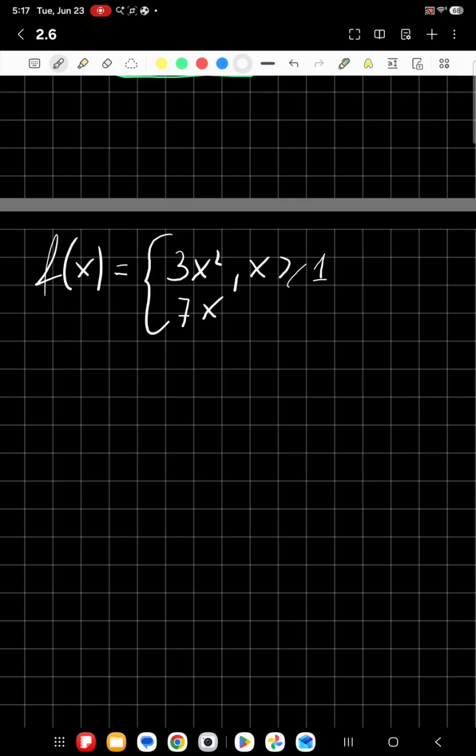Okay, so we have f of x equals 3x squared. I forgot it's a piecewise function. So 3x squared if x is greater or equal than 1. And then we have that 7x minus 4 for x is less than 1.